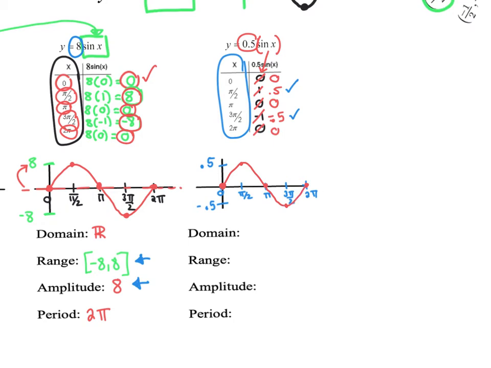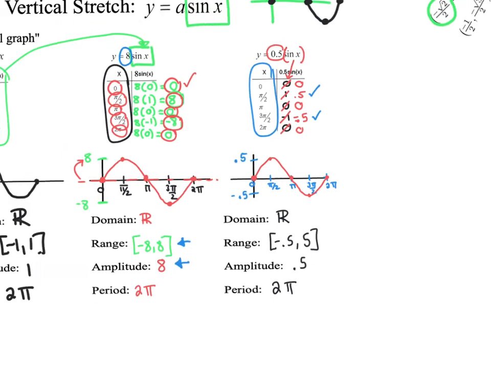Okay, and once again, my domain is all real numbers. My range has now changed from -0.5 to +0.5. My amplitude is 0.5, and my period remains 2 pi.